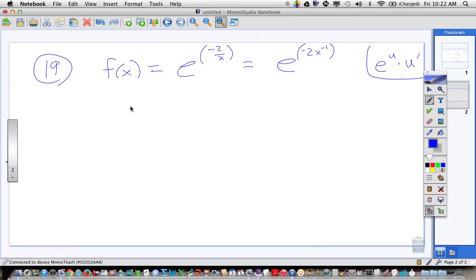Okay, so the derivative would be that same thing, times the derivative of the inside. So the derivative of that would bring the negative down in front. That'd be positive 2, x to the negative 2.